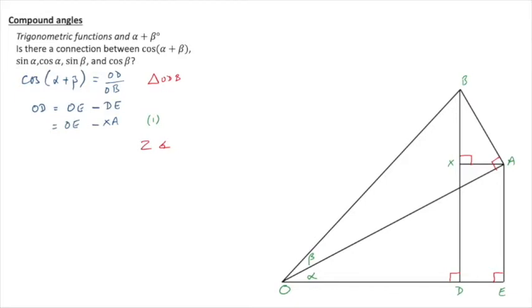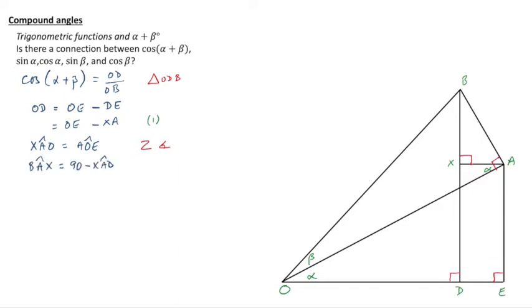Now, using Z angles, we can see that XA is parallel to DE, parallel to ODE, because of the way the right angles are there, and that means that the angle at A, OAX, or XAO, must be the same as AOE, or alpha. That means we can write alpha in there.